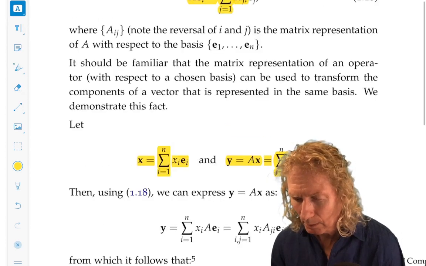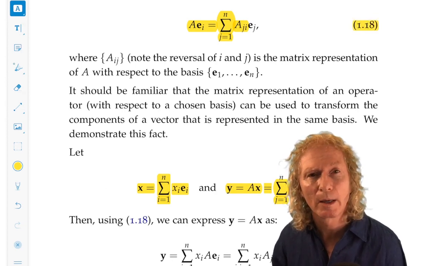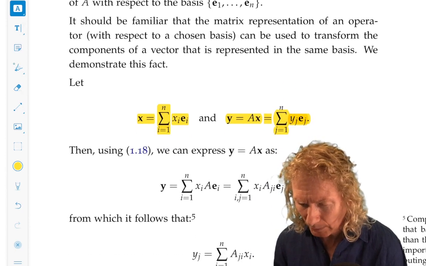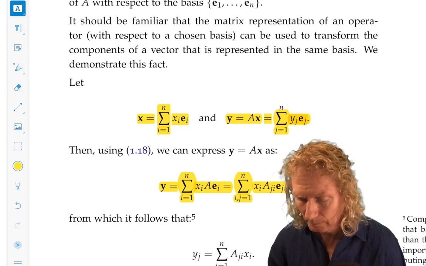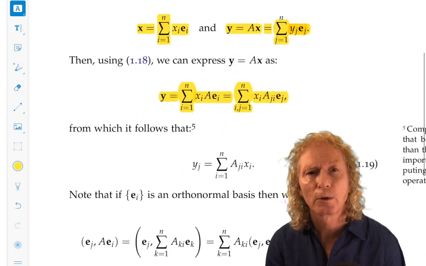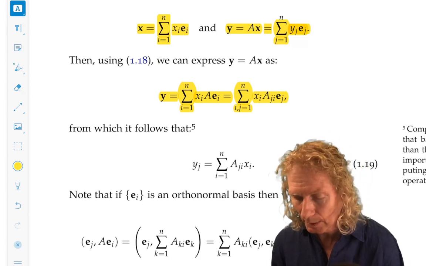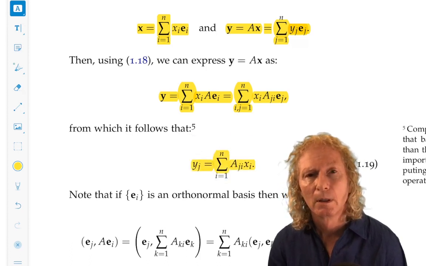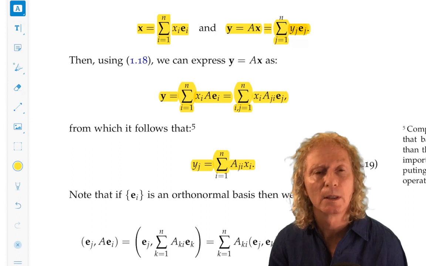Okay, now let's look at equation 118. That tells me what A is doing to each basis element. So Y equals, we can substitute this into the formula. And we know that if two vectors are equal, the components on each basis vector must be equal. So if we equate these two, there we have it right here. This tells us that this matrix A_ji transforms the components of the vector X into the components of the vector Y, which it's mapped to.